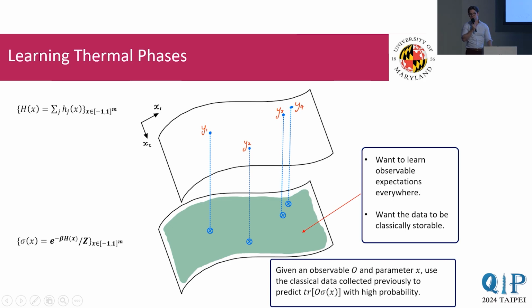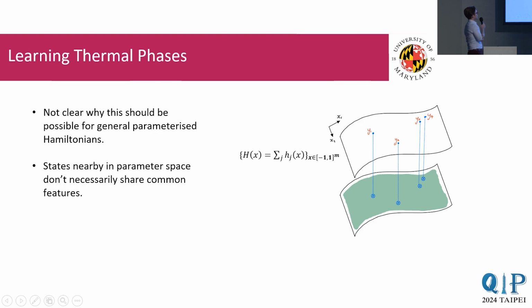Now, you might very well turn to me and go, James, it's not clear why this should be possible. In particular, if I give you 2 points in parameter space, it's not clear that they're going to have any relation to each other in any meaningful sense.